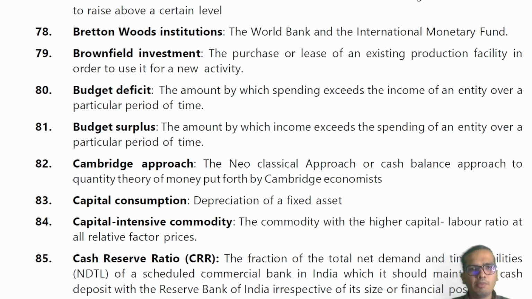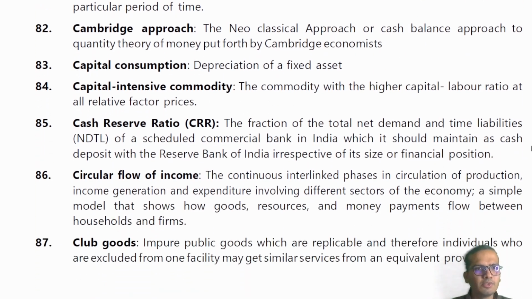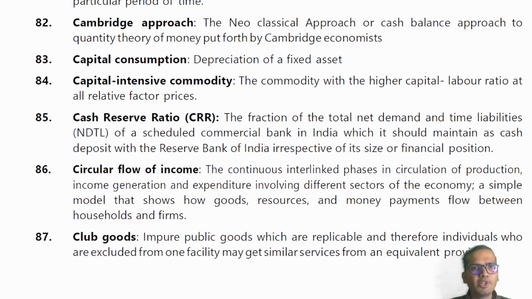So the amount by which spending exceeds the income of an entity over a particular period of time. Then comes budget surplus. So it's the amount by which income exceeds the spending of an entity over a particular period of time. Then comes number 82, Cambridge approach. So the neoclassical approach or cash balance approach to quantity theory of money put forth by Cambridge economists.